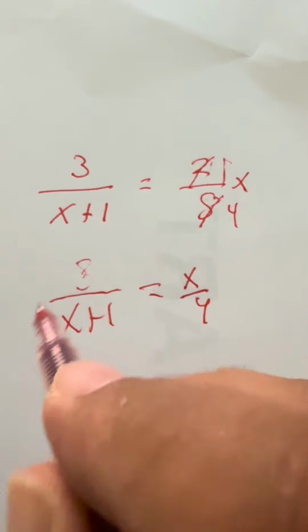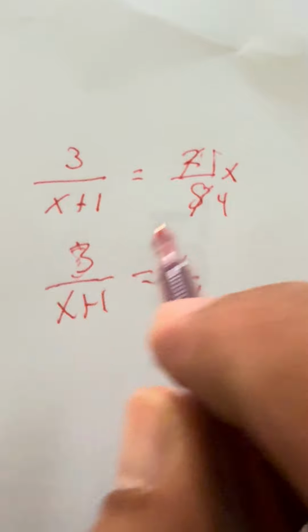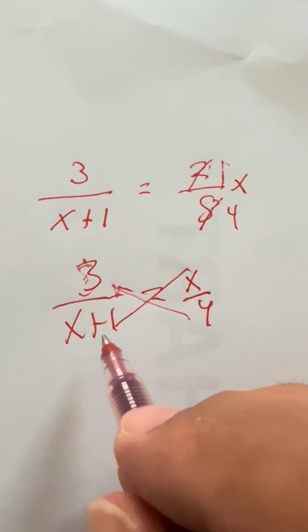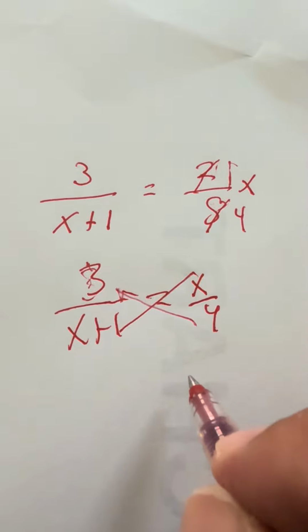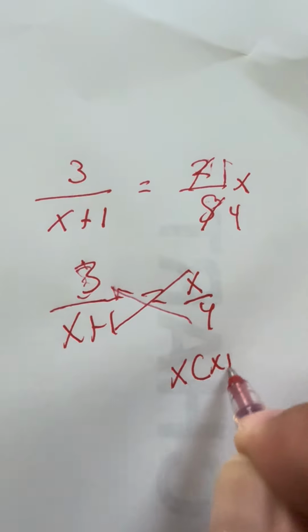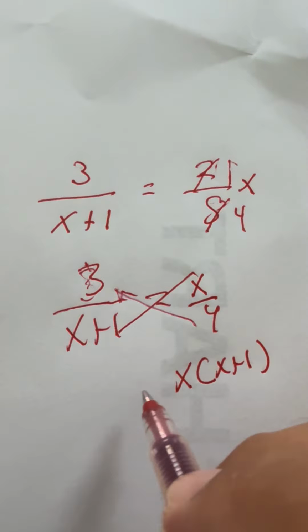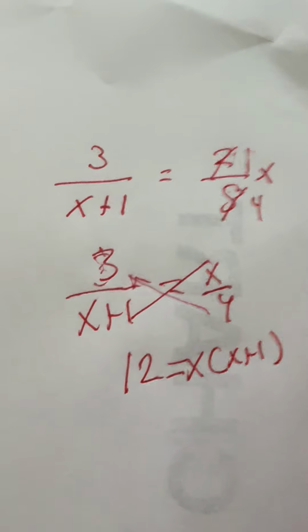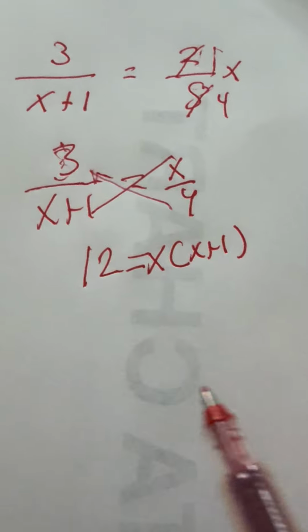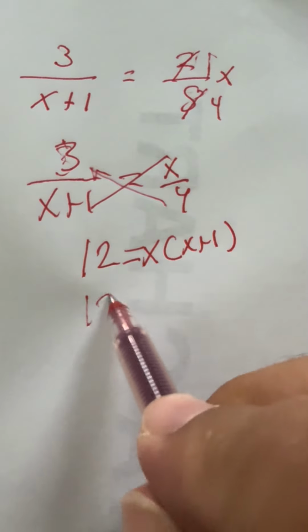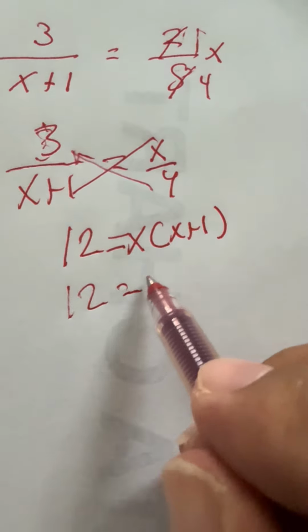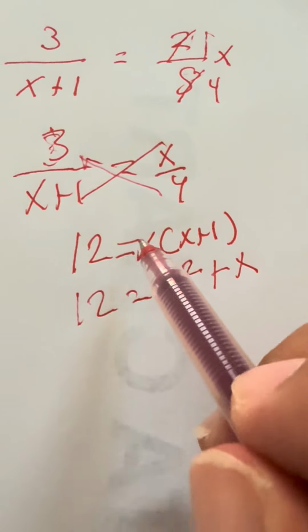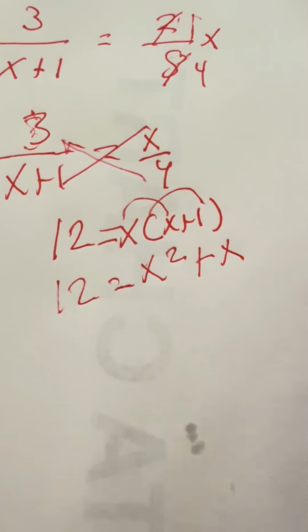All right, now the next step is we're going to cross multiply it here. x plus 1 times x, and here will be 12 equals 12. Once we do this, we're going to go ahead and simplify this further. Equals x squared plus x. Okay, here we apply the distributive property.